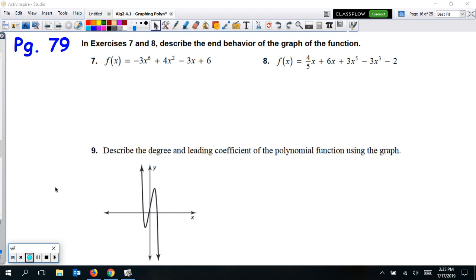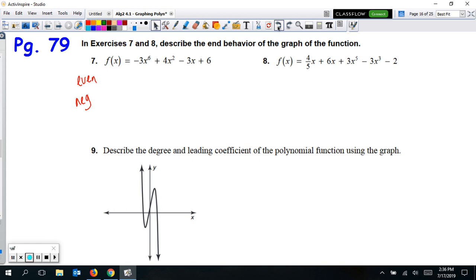First of all, what's the leading term? This is in standard form, so this is your leading term. The term with the highest exponent is always your leading term. And what exponent is it? It's a 6. So your degree is 6, which is an even number. So this is going to be an even degree, and your leading coefficient is negative.